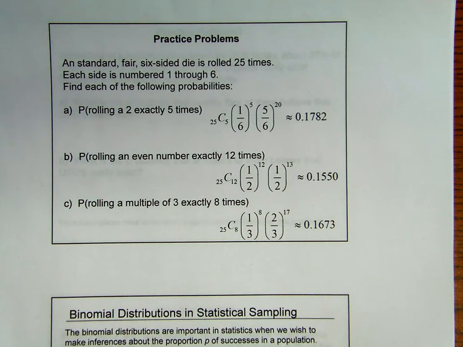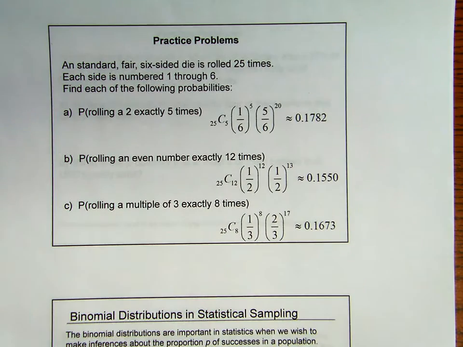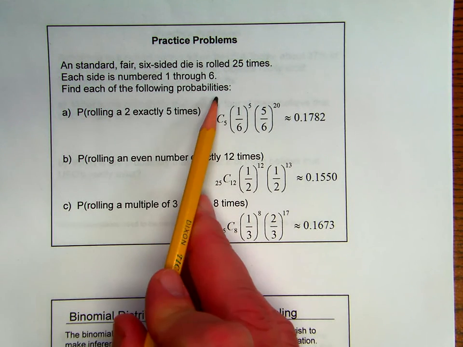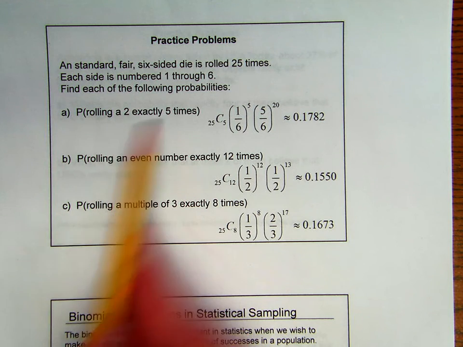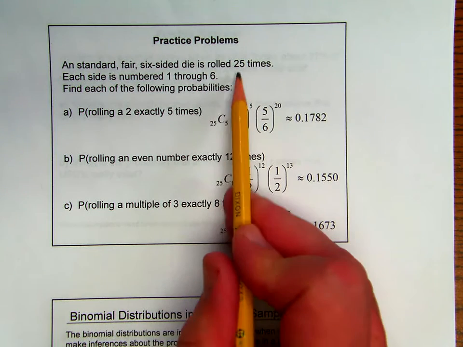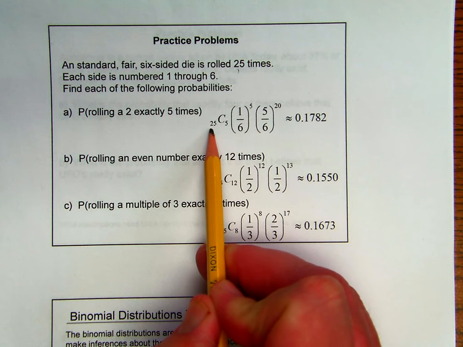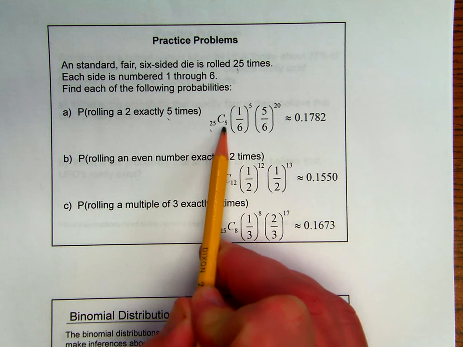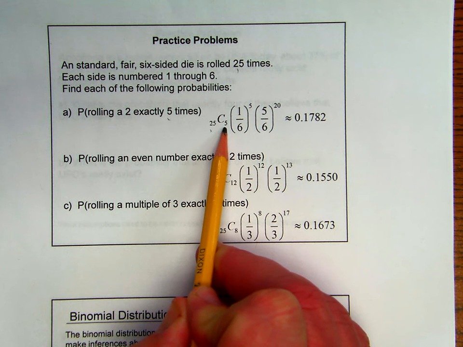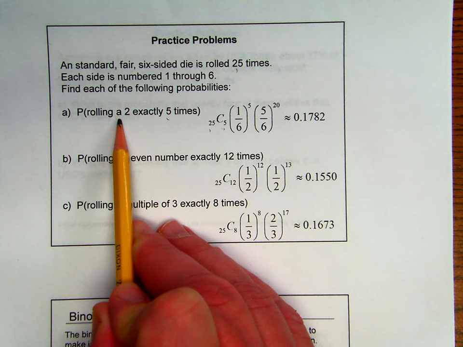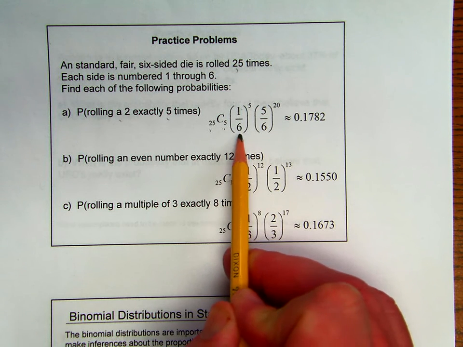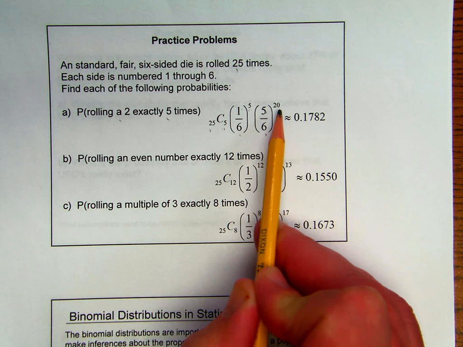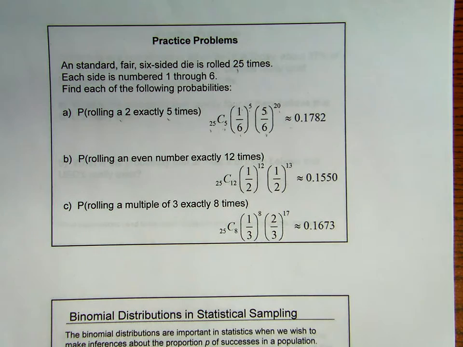All right, some more examples. A standard fair 6-sided die is rolled 25 times. Each side is numbered 1 through 6. Find the following probabilities. Rolling a 2 exactly 5 times. So, n is 25. Each time we roll the die, it's a trial. We're interested in 5 particular successes, a success being rolling a 2. 1 out of 6 chance of rolling a 2, it's happening 5 times. 5 out of 6 chance of getting something other than a 2, that's happening 20 times, at a 1.8% chance of that occurring.